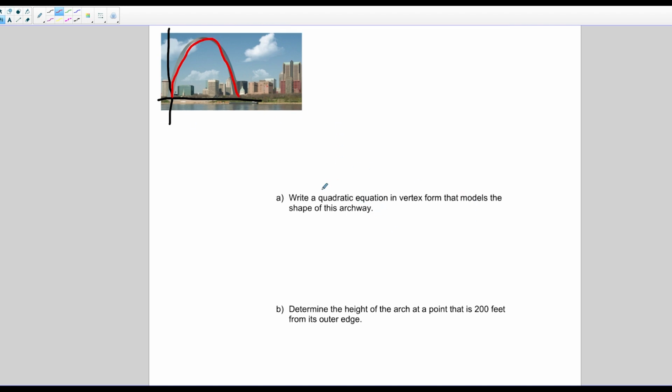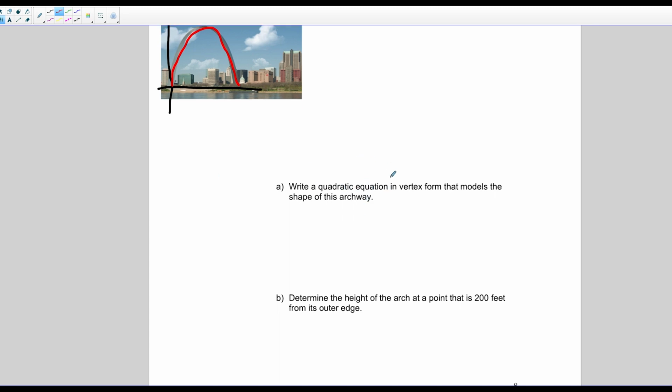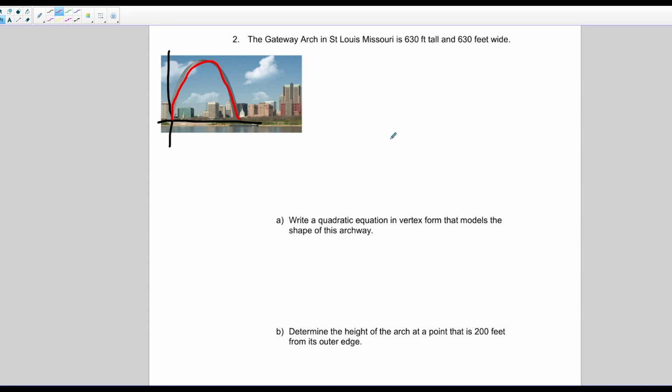So let's go ahead and write a quadratic equation that's going to model this archway here. So once again, starting off with our vertex form, y is equal to x minus p squared plus q. We're going to label certain parts of this archway. So the first one I'm going to label is the origin, which is going to be just 0, 0. We know that it's 630 feet tall. So we know that right here in the middle, our vertex, we're going to have a y value of 630.